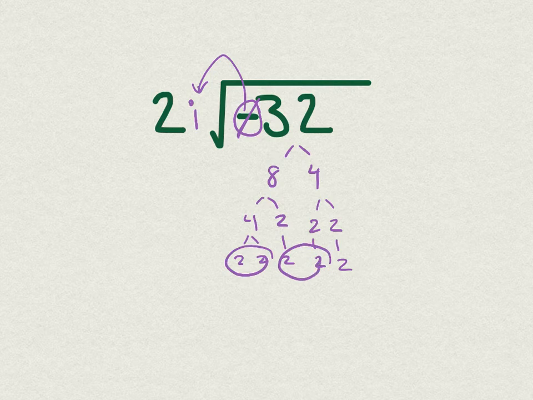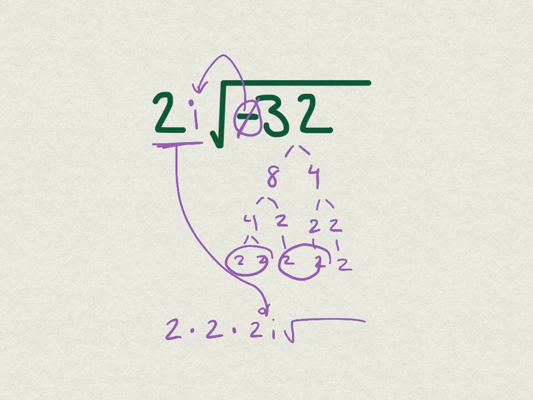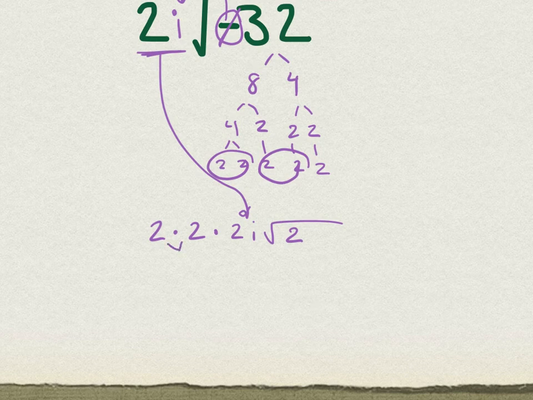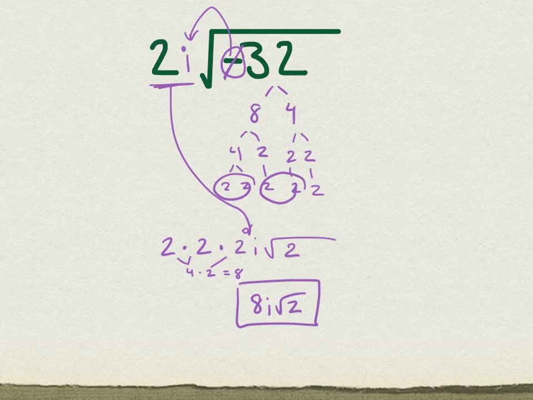So how many 2s come out? 2 of them. But we already have a 2i on the outside. So this 2i came from the outside. And then what do we have that's left on the inside? Just 1, 2. What do we have to do next? Multiply the 2. So what's 2 times 2? 4. And then what's 4 times 2? 8. So we have 8i square root 2. We started with a whole number on the outside. So all we did was make sure that stayed on the outside and included that with our answer. So when you have a whole number on the outside to begin with, you're just going to multiply that to whatever else you take out.